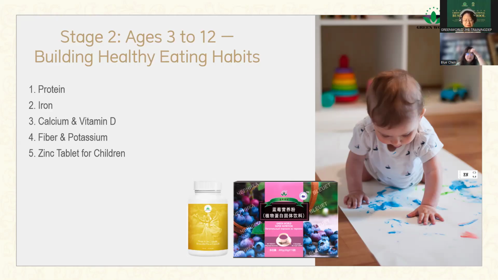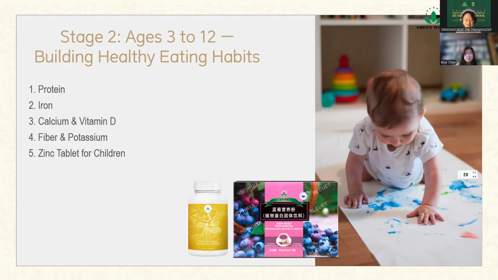Number 1, protein. Most parents worry their child isn't eating enough meat. However, protein needs are often met easily through milk, eggs, cheese, beans, and yogurt. For example, 1 cup of milk plus 1 egg plus 1 cheese stick already provides approximately 19 grams of protein, meeting the daily needs for 4 to 8 years old. But if your kid cannot meet those demands, you go for products.